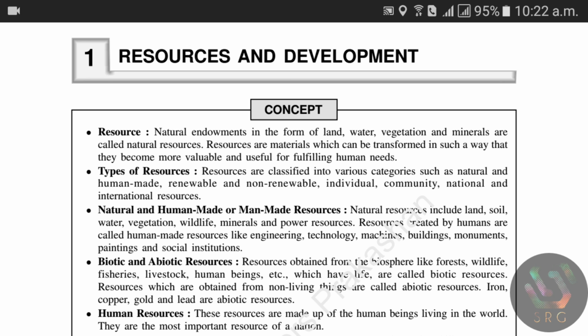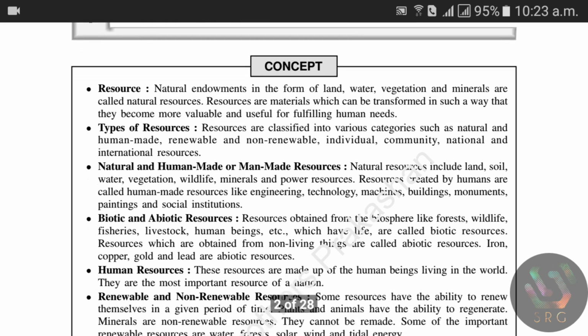There's another definition to it: everything available in our environment which can be used to satisfy our needs, and which is technologically accessible, economically feasible, and culturally acceptable, can be termed as a resource. The second one is a bit more brilliant than the one written over here.